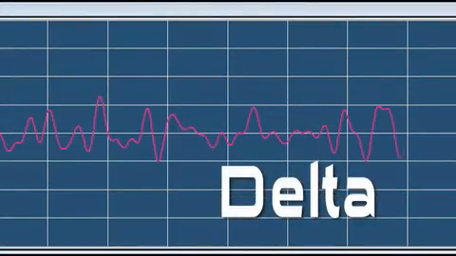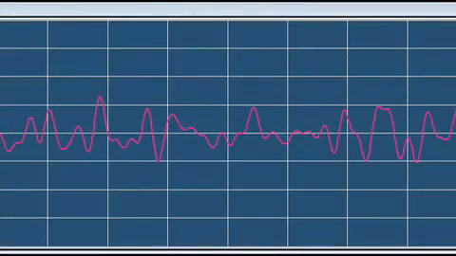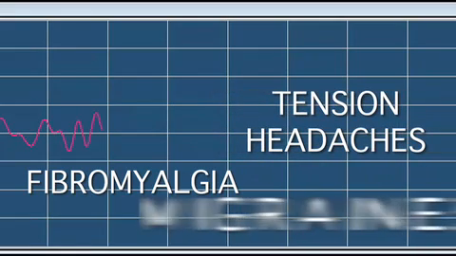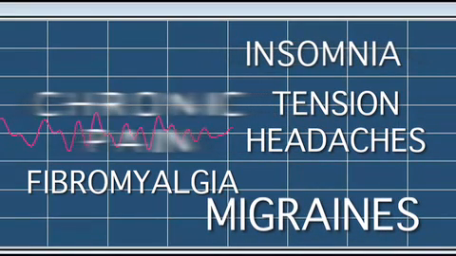Delta waves are considered to be the slowest wave in the frequency range of 1 to 4 Hz. These waves are produced during stages of deep sleep and are associated with the production of human growth hormone, which is necessary for growth, healing, and tissue repair. If a person's brain is unable to produce delta waves, then a deficiency of human growth hormone may result. This can lead to conditions such as fibromyalgia, tension headache, migraine headache, insomnia, and chronic pain.